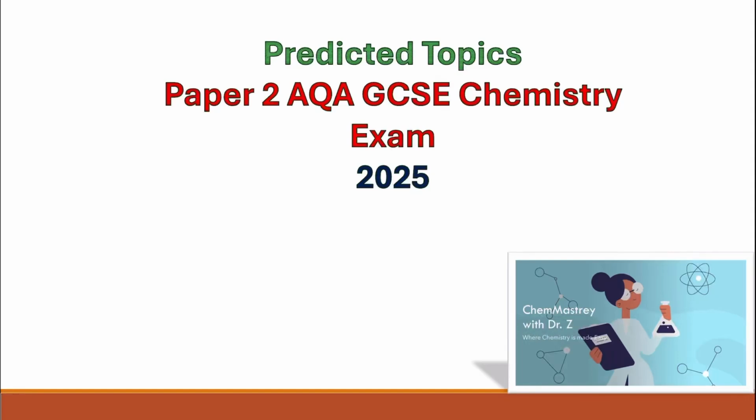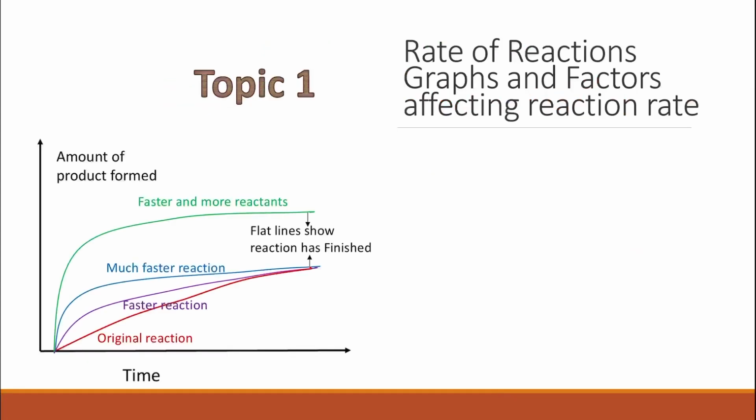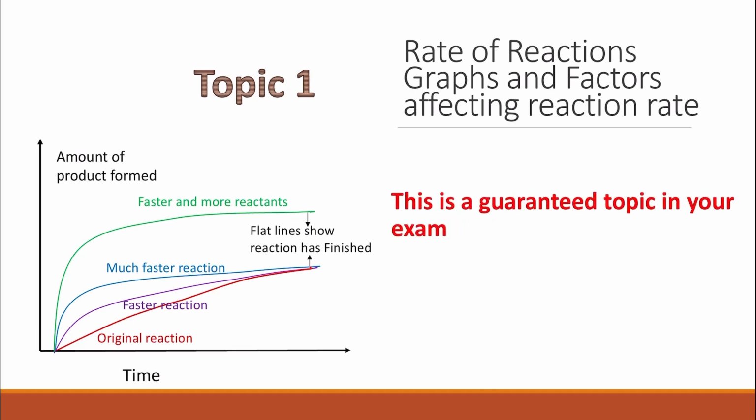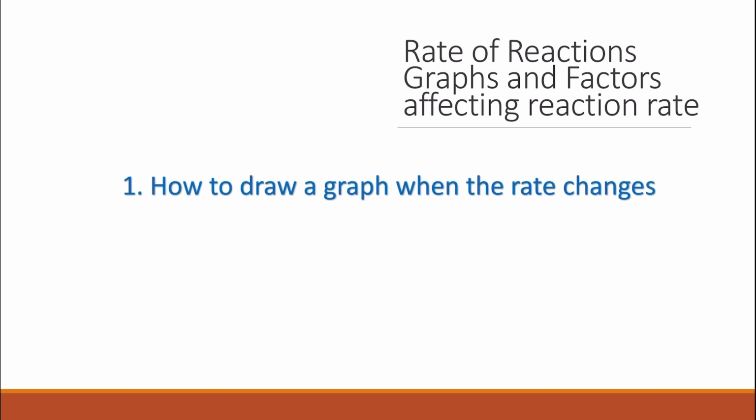I'm going to share with you my predicted topics for paper 2 AQA GCSE chemistry exam 2025. The first topic is rate of reaction graphs and factors affecting reaction rate. This is a guaranteed topic in your exam. You will never find a paper 2 exam without this topic. You need to know how to draw a graph when the rate changes.